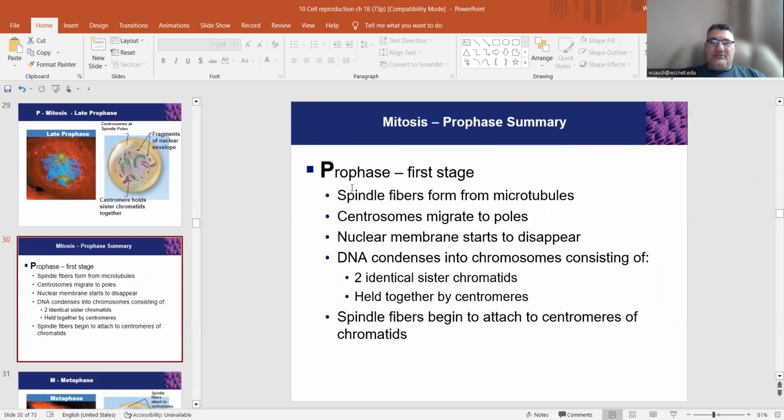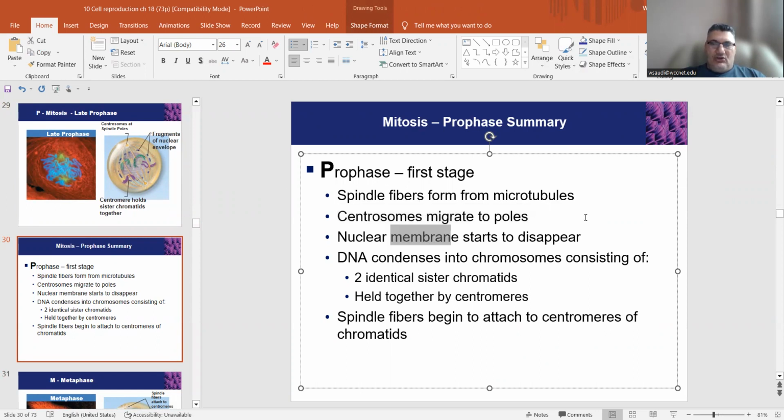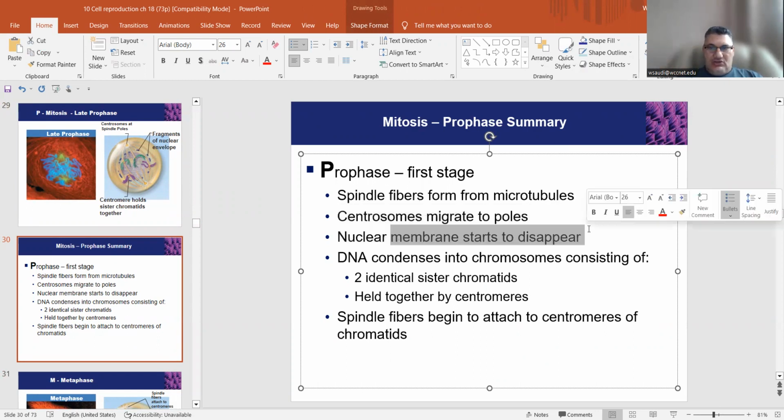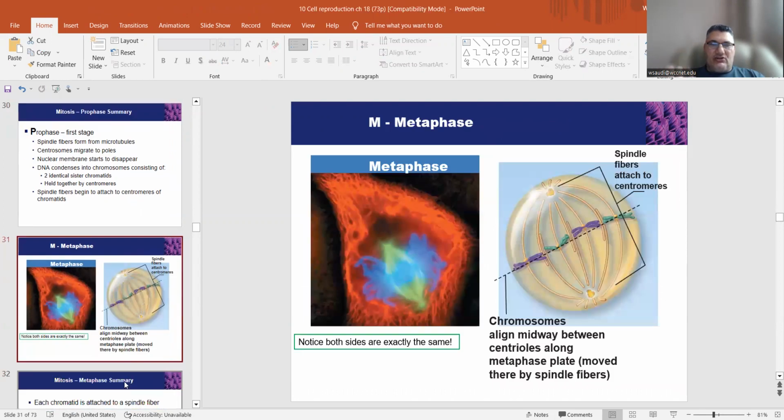So this is prophase. This is where we make the spindles from the microtubules. We mentioned already that the centrosomes go to the poles, the nuclear envelope starts disappearing early and completes the disappearance in the late stage. The DNA condenses, changing from chromatin to chromosome. It's two identical chromatids held by the centromere. The center that's holding them is called the centromere. Spindles start to attach from the centrosomes to the chromatids, specifically to the centromere.